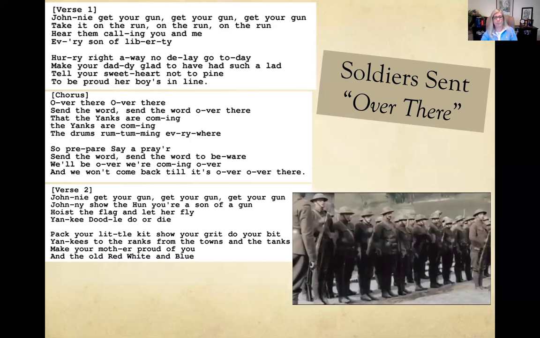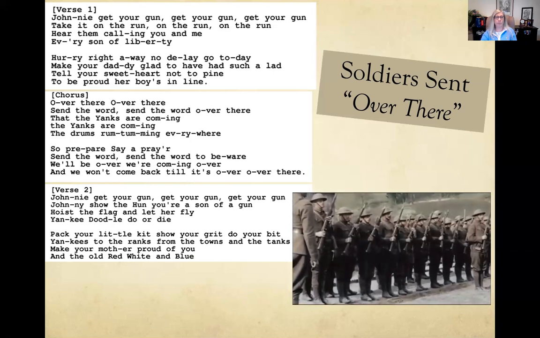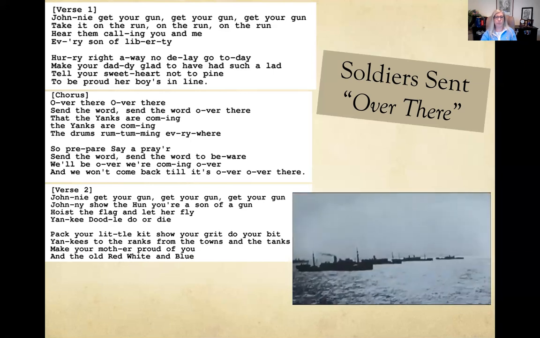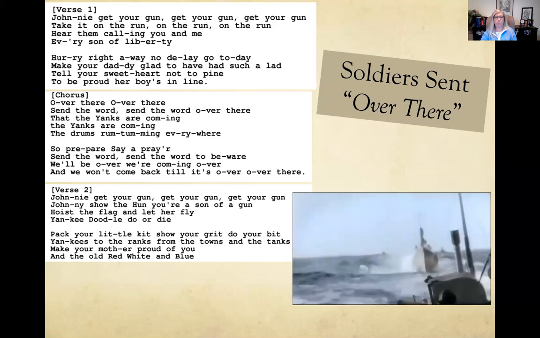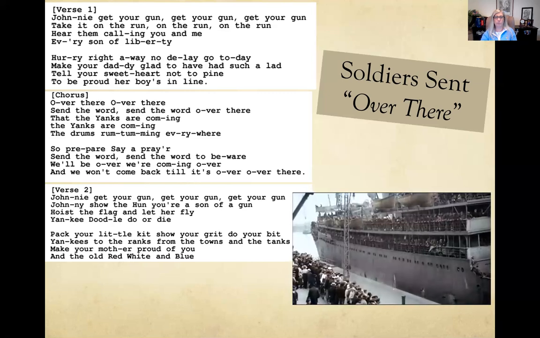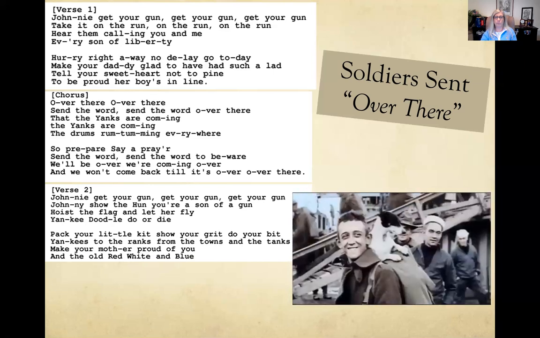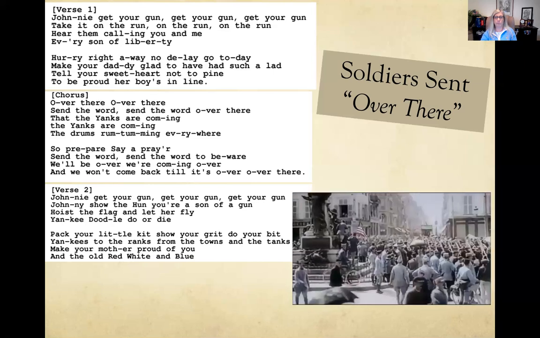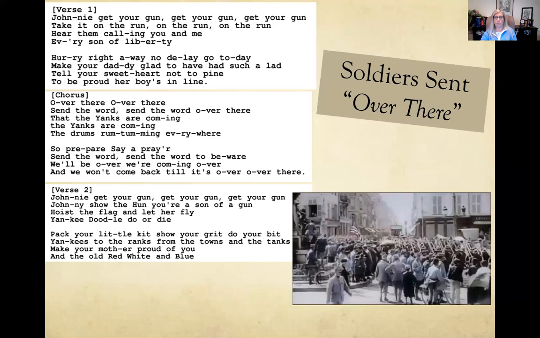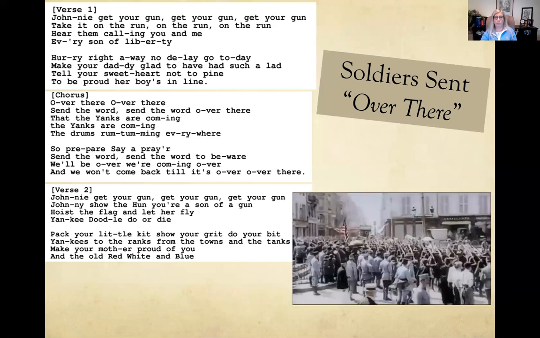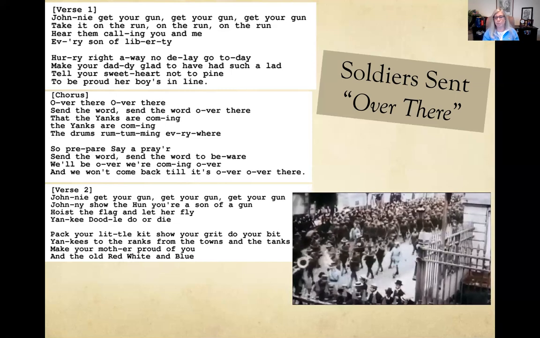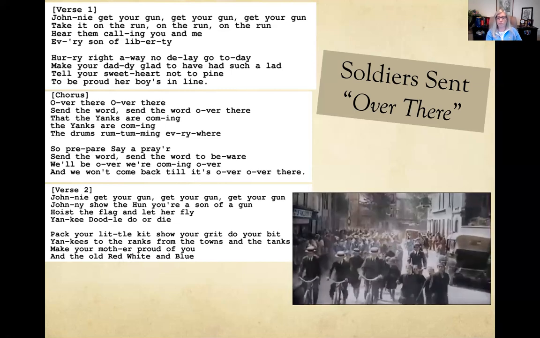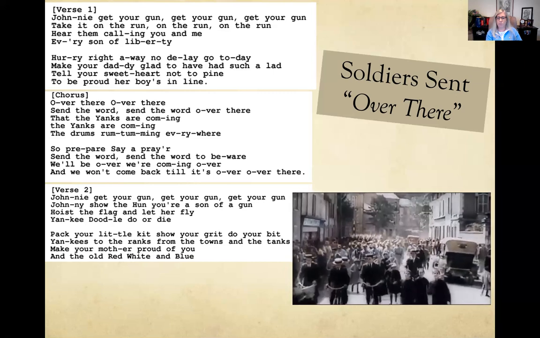Send the word over there, that the Yanks are coming, the Yanks are coming, the drums rum-tumming everywhere. So prepare, say a prayer, send the word to beware. We'll be over, we're coming over, and we won't come back till it's over, over there.